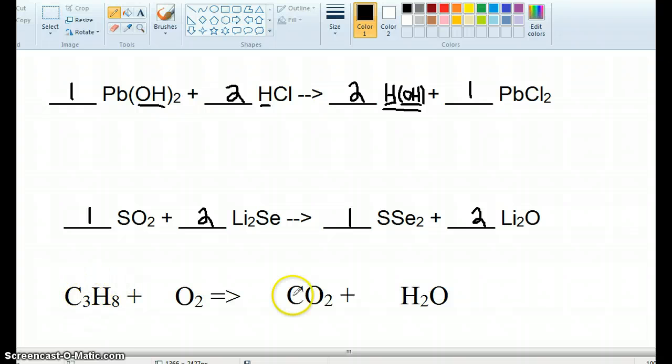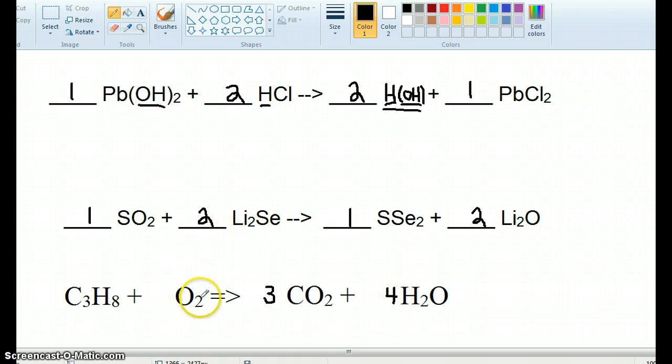So I've got a 3 on the left, and I have a 1 on the right. I'm going to put my 3 out here. I have 8 hydrogens on the left, and I have 2 on the right. So what times 2 will give me 8? That would be 4.